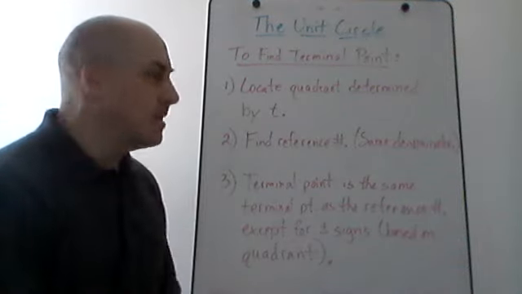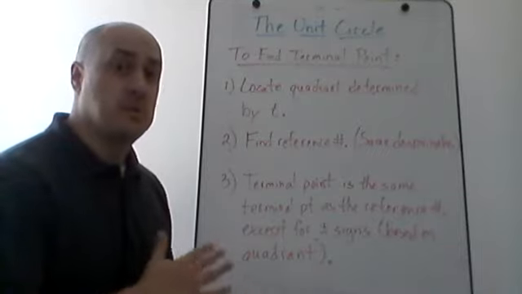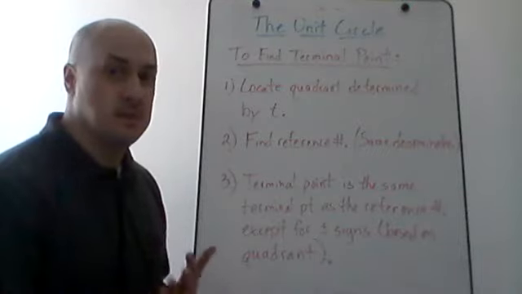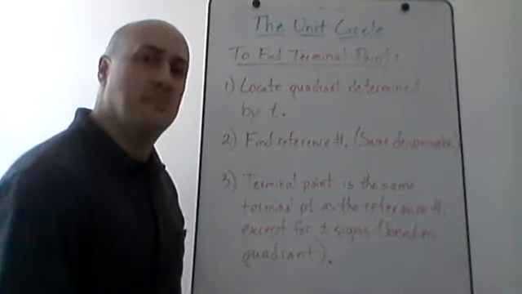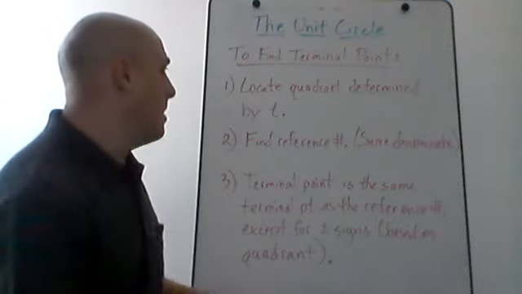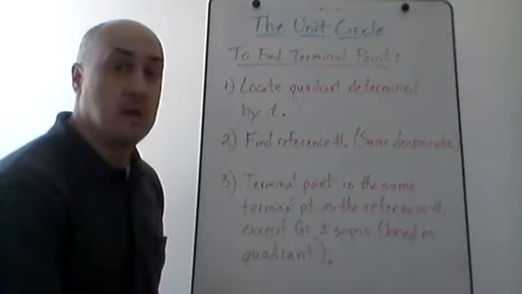Alright, in this video we're going to put together all the stuff that we talked about in the other videos I've done for the unit circle, reference numbers, and terminal points: how to find a terminal point in other quadrants besides just the first quadrant. So the first thing we do is locate the quadrant determined by our number t.